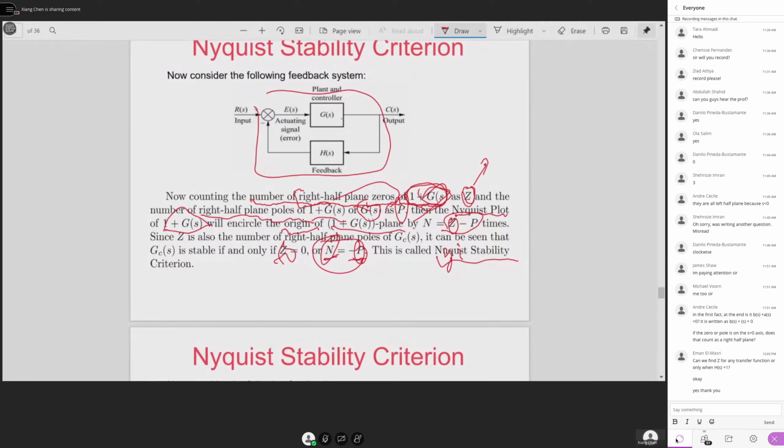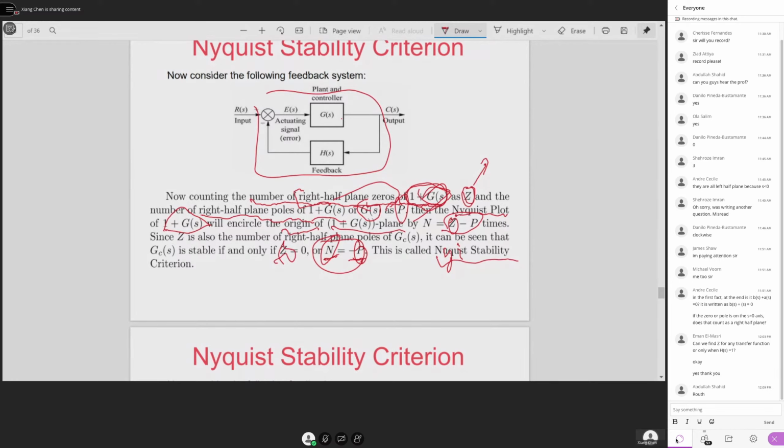Okay, now if you recall what we talked about in control 1, you remember we defined the closed loop transfer function's poles in the left half plane to be stable. Now in control 1, we introduced one criterion for the stability check. If you remember that, what is that criterion?